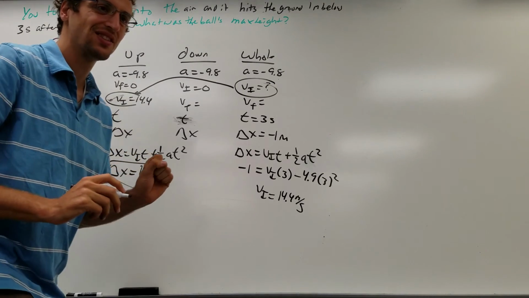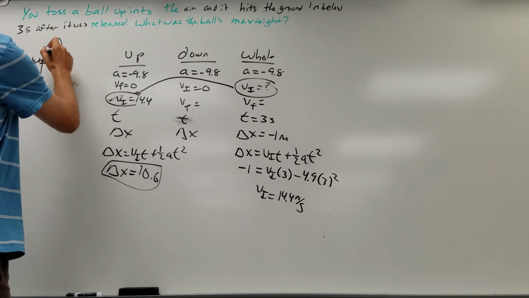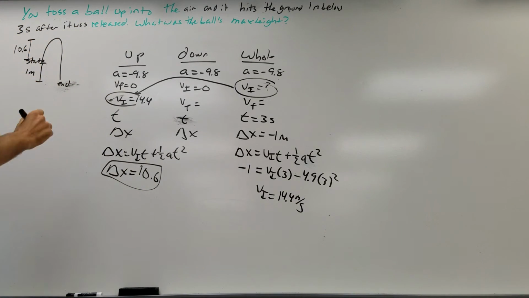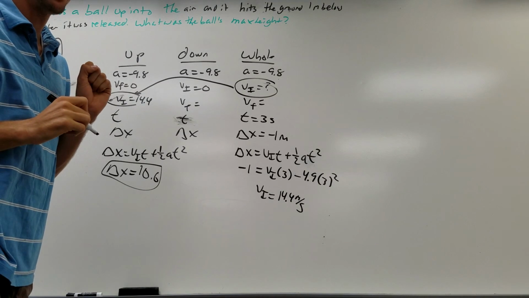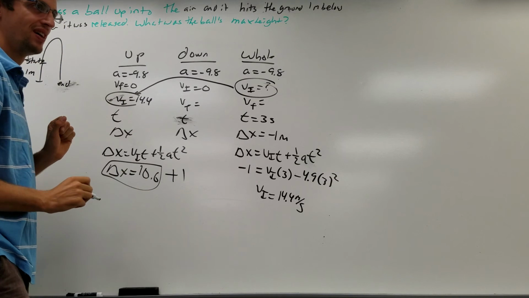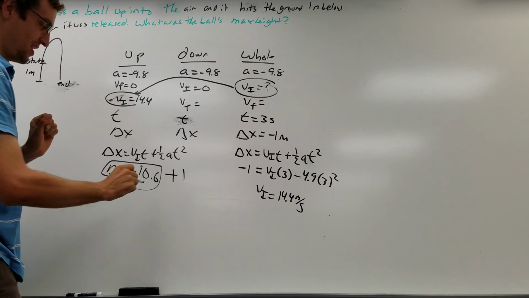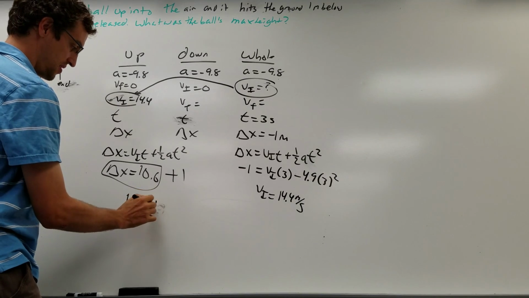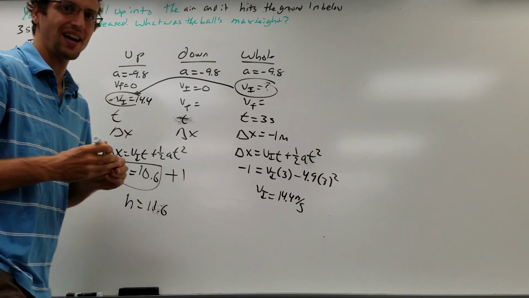So that's not the answer. It's close, but it's not the answer. That's actually just this right here. And I want to know what the ball's max height above the ground is. So I have to do one little thing. I have to add 1. And that'll give me the overall height. So the actual answer is 11.6.